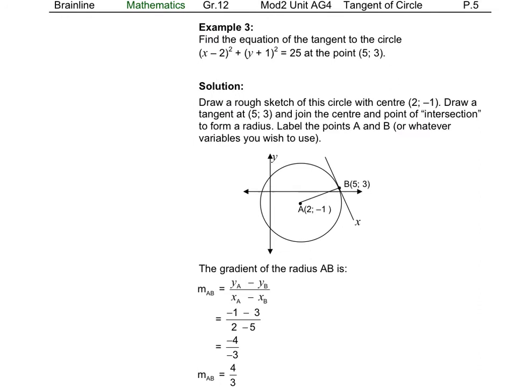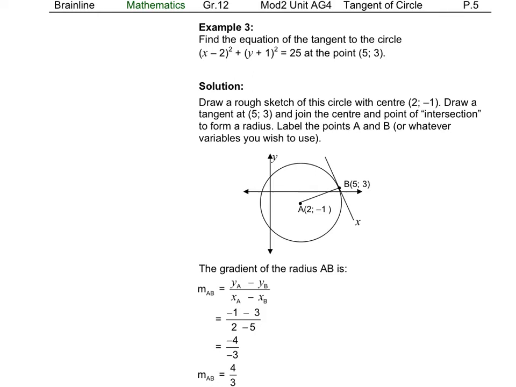Another example, find the equation of the tangent to the circle (x minus 2) squared plus (y plus 1) squared equal to 25 at the point where x is 5 and y is 3. It is always simpler to understand the question by drawing a rough sketch.